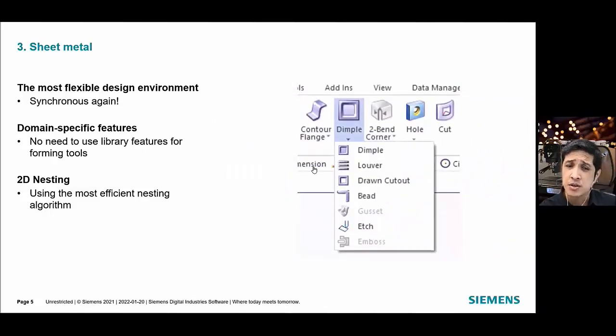In addition, we have domain-specific commands for features like forming tools, such as dimples, beads, louvers, or embossers. This completely eliminates the laborious process of setting up, or even worse, editing library features, especially when changes are needed. Another great time saver.